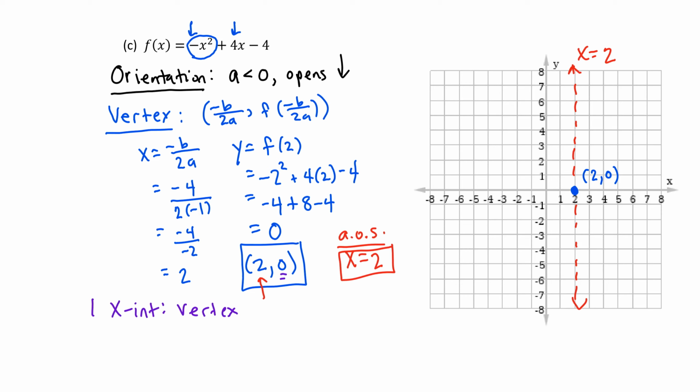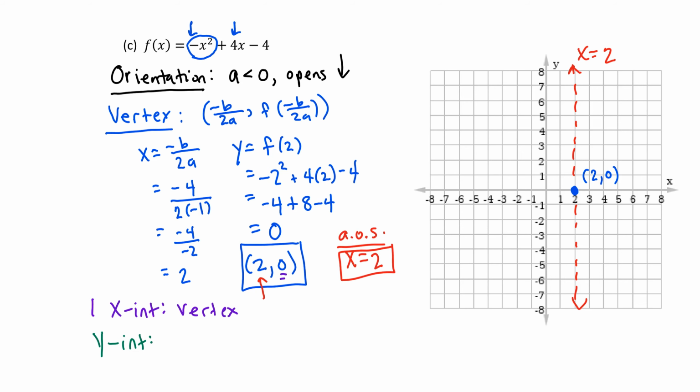Now, since we only have one x-intercept, that means the parabola is going to bounce at that vertex. Later, when we study polynomials, we're going to see a similar thing happen, and our graph is bouncing at that x-intercept. That means it's going to touch the x-axis and turn around and go back the other way. The only thing we lack is an easy piece of information, that is the y-intercept.